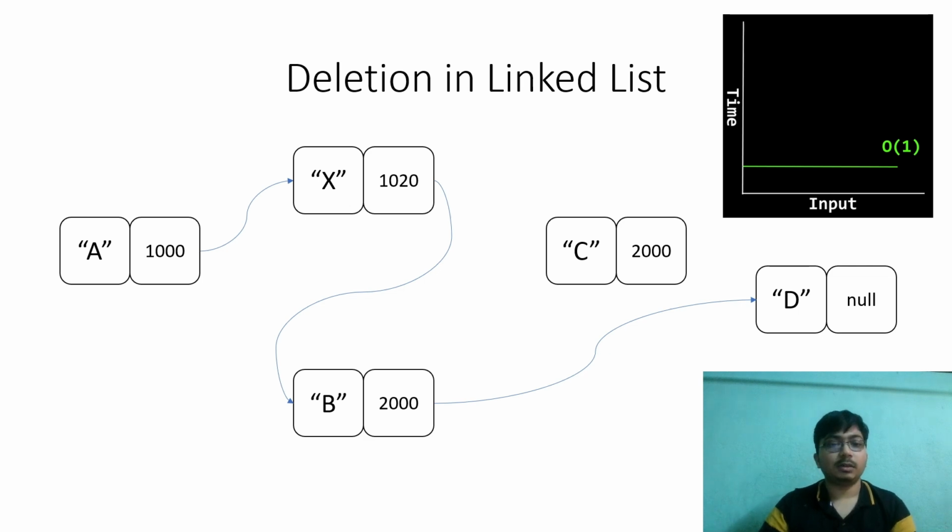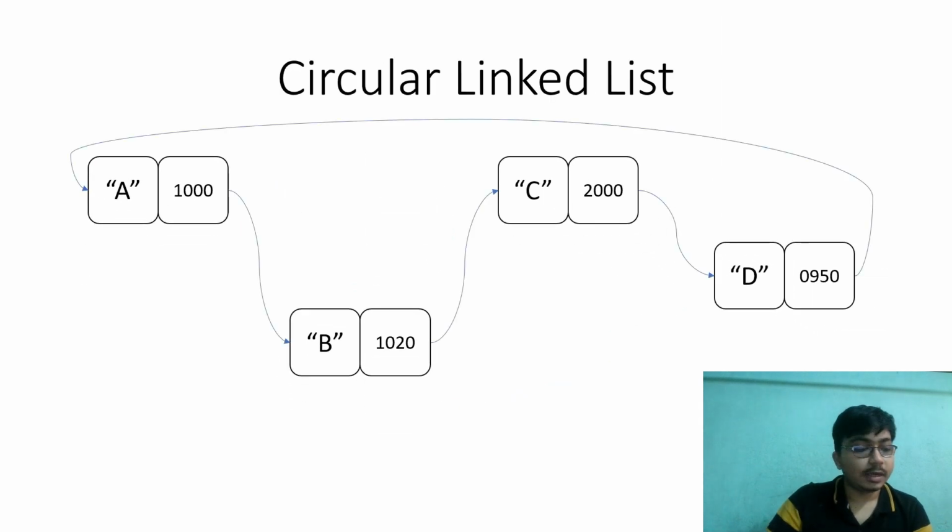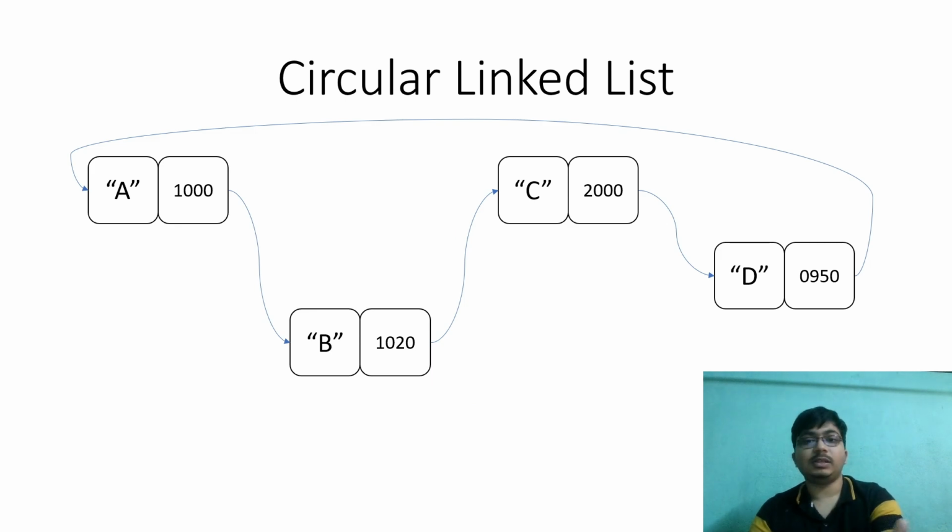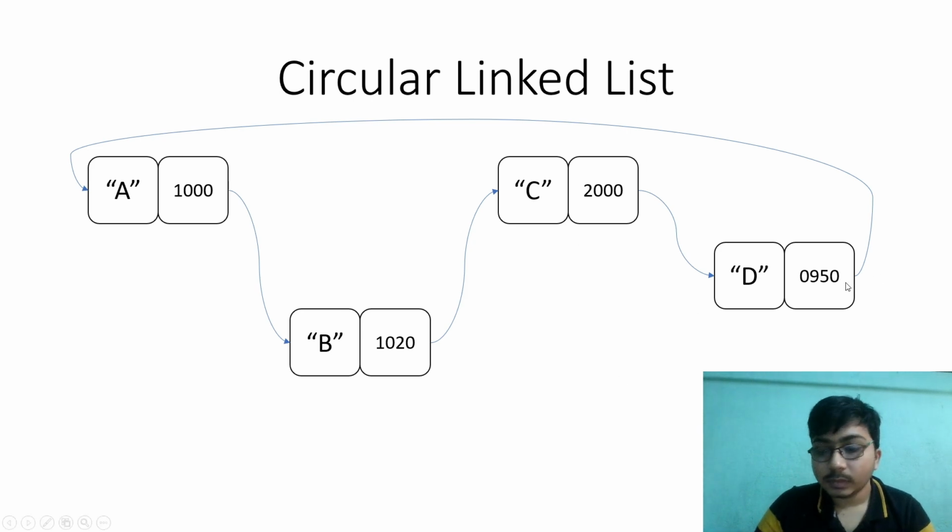But there are some other types of linked list. We have the circular linked list. It is similar to the normal singly linked list. It's just that the last element points back to the first element. So we just kind of go in a loop.